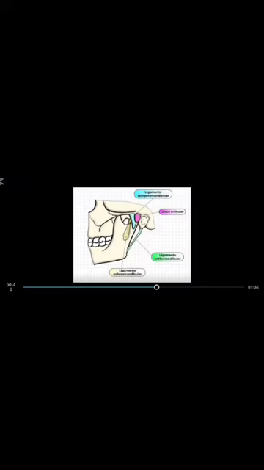Now we have three main ligaments: the temporomandibular ligament, which reinforces the capsule and prevents the jaw from moving too far backward, and two accessory ligaments, the stylomandibular and sphenomandibular ligaments. Together, these ligaments limit excessive movements and protect the joint from dislocation when we open our mouths wide.